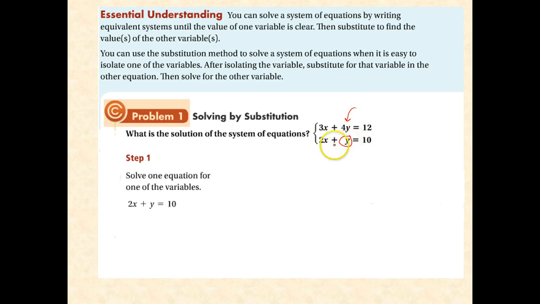So step 1: solve the equation for one of the variables. I'm going to subtract 2x from both sides here, and I get y equals negative 2x plus 10. Step 2 is to substitute this expression into the other equation for y.